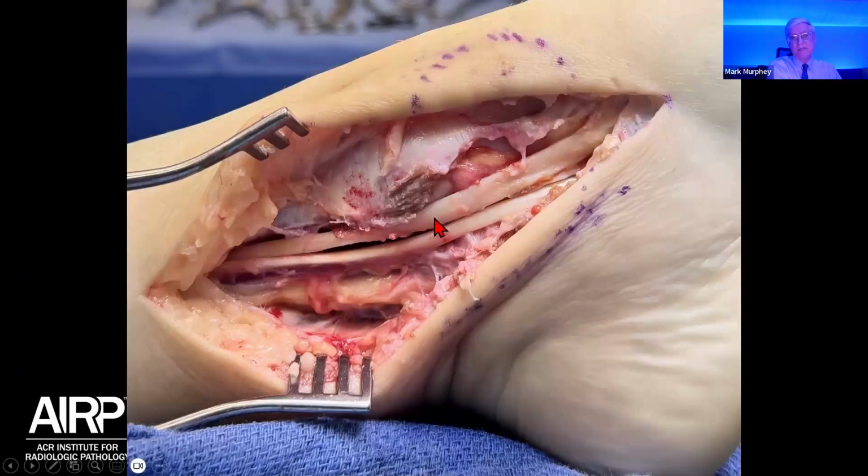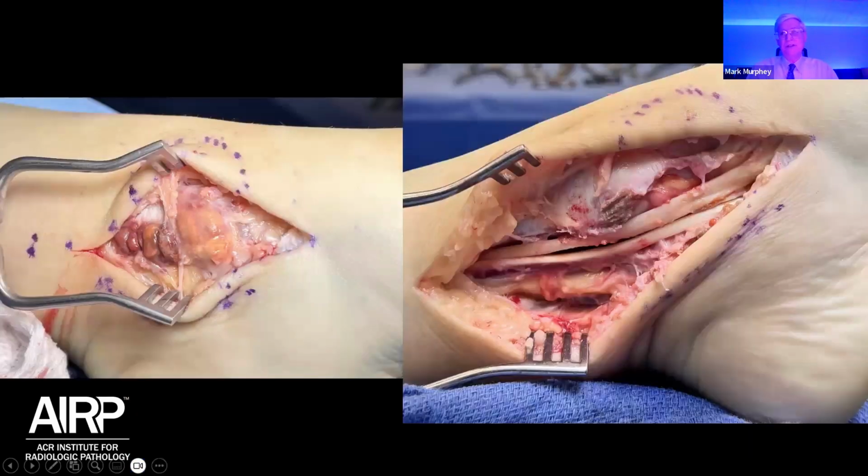I don't know if you can see my arrow, and that would be the flexor digitorum immediately behind it, as we can see here. And so just a match of before I'm taking it out and after I've taken the entire thing out.